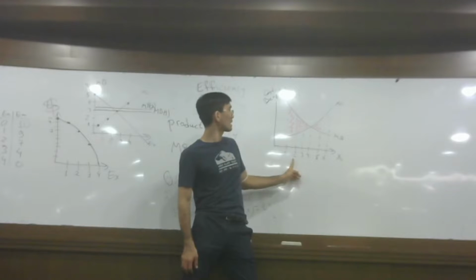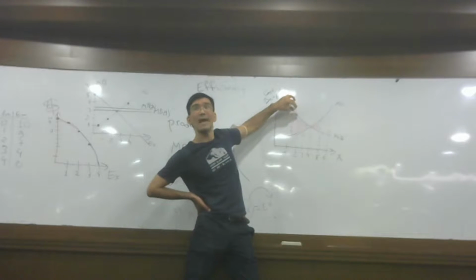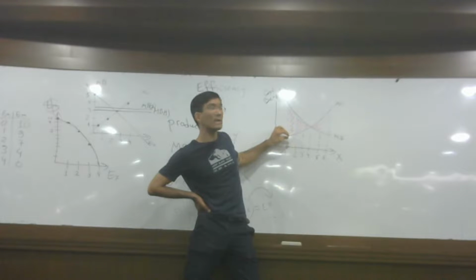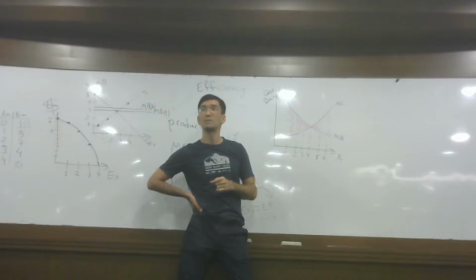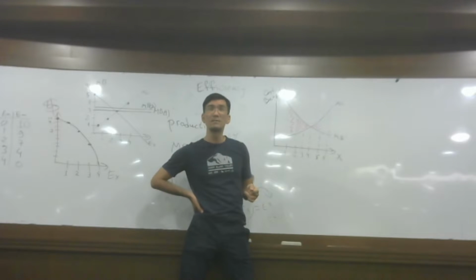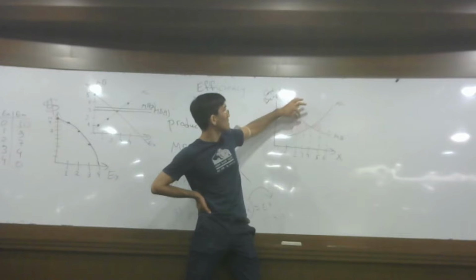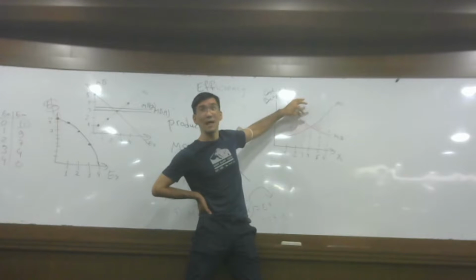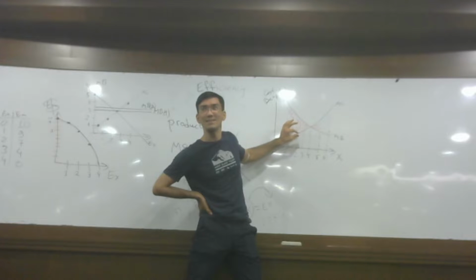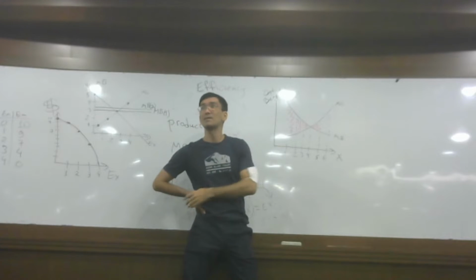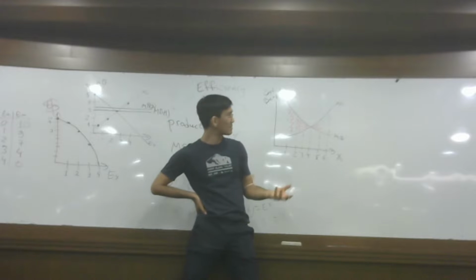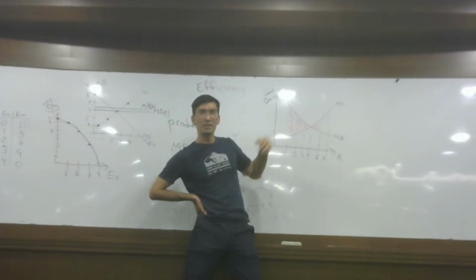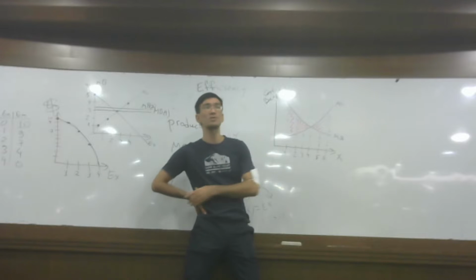Second X, over here, still the benefit of the second X exceeds the cost of the second X by this squiggly red shaded area, right? The benefit of the third X still exceeds the cost of that third X by that vertical shaded area, right? Similarly, for the fourth, benefit exceeds cost by that horizontal shaded area, right?